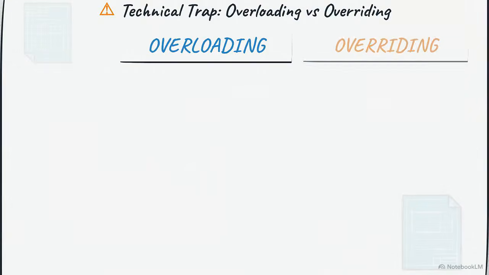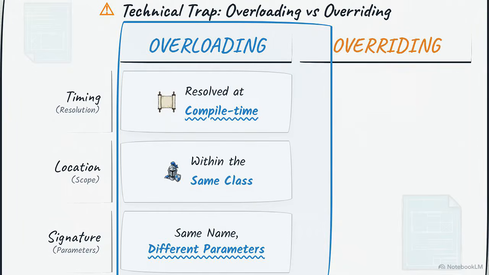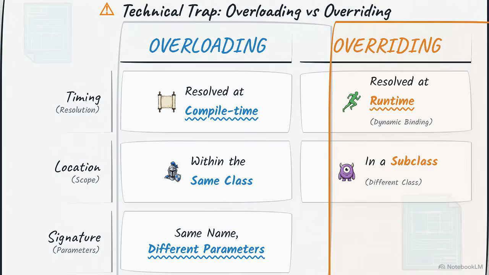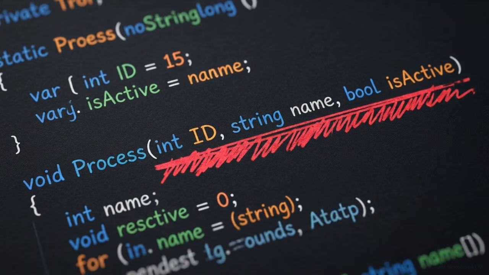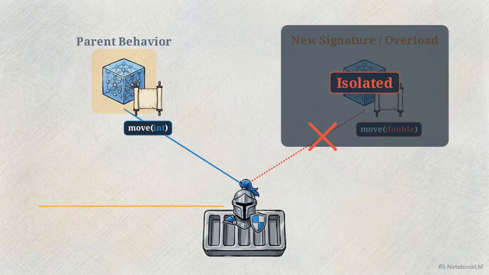Failing to distinguish between overloading and overriding is a technical trap. Overloading occurs at compile time within the same class when methods share a name but differ in parameters. Overriding occurs at runtime when a subclass completely replaces an inherited method using an exact signature match. Attempting to override a method but accidentally altering the parameter types introduces a silent failure. The compiler processes it as a brand new overloaded method, entirely breaking the dynamic polymorphic loop.